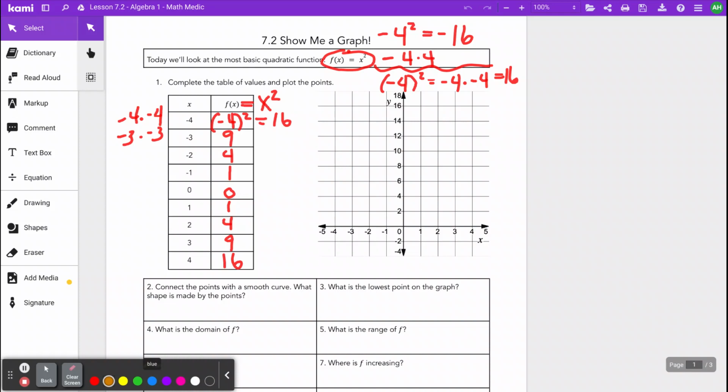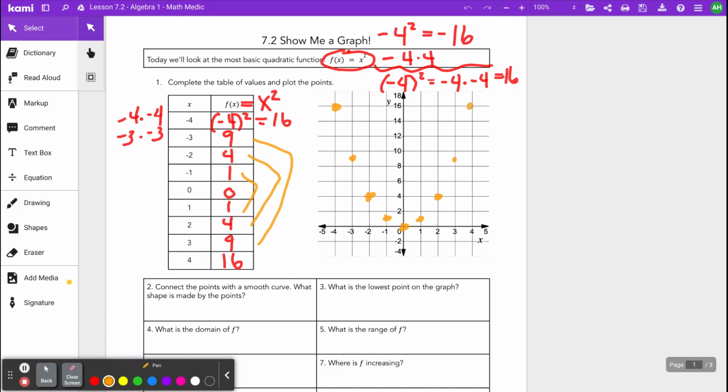All right, so I'm going to go ahead and plot these points on my grid. I'm going to get -4, positive 16. So it's this point right here. I'm going to get -3, positive 9. So watch your scale on the y-axis. I get -2, positive 4. I get -1, 1. Watch your axis. 0, 0. And then I notice that there's this repeat in these y values.